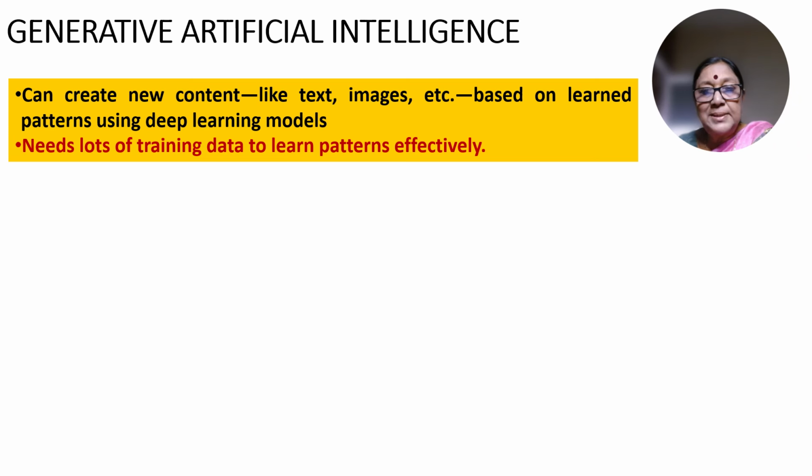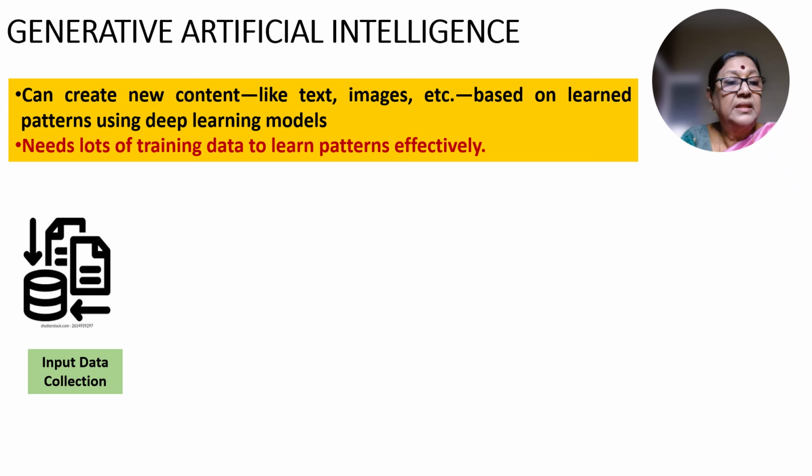So it is also a subset of machine learning, also a subset of AI. Now, what is different about generative AI? It can create new content. It can create text, images, audio, video, music, and so on. It is based on learned patterns. As you saw, in all of these we are talking about learned patterns only, using deep learning models. But because it is doing a lot of novel output creation, it needs lots of training data so that the patterns can be learned effectively.